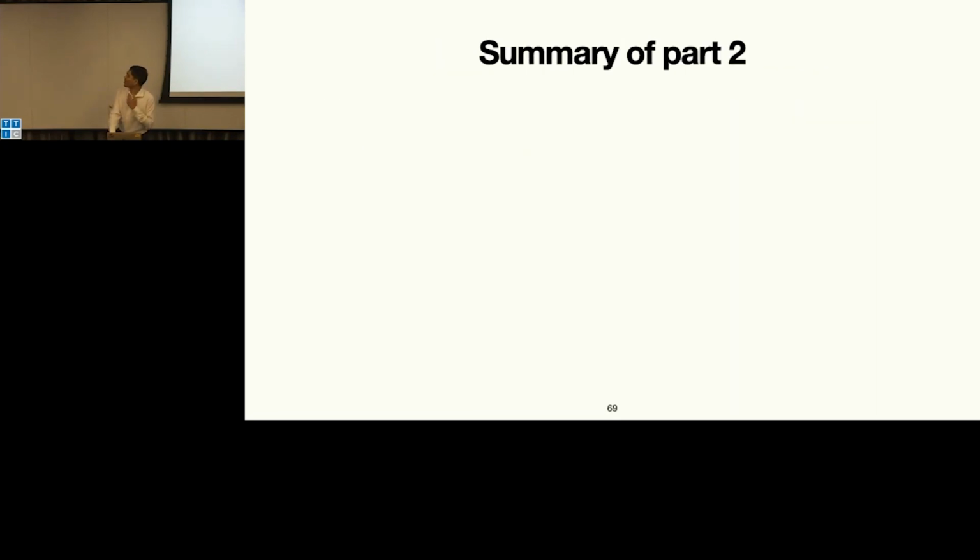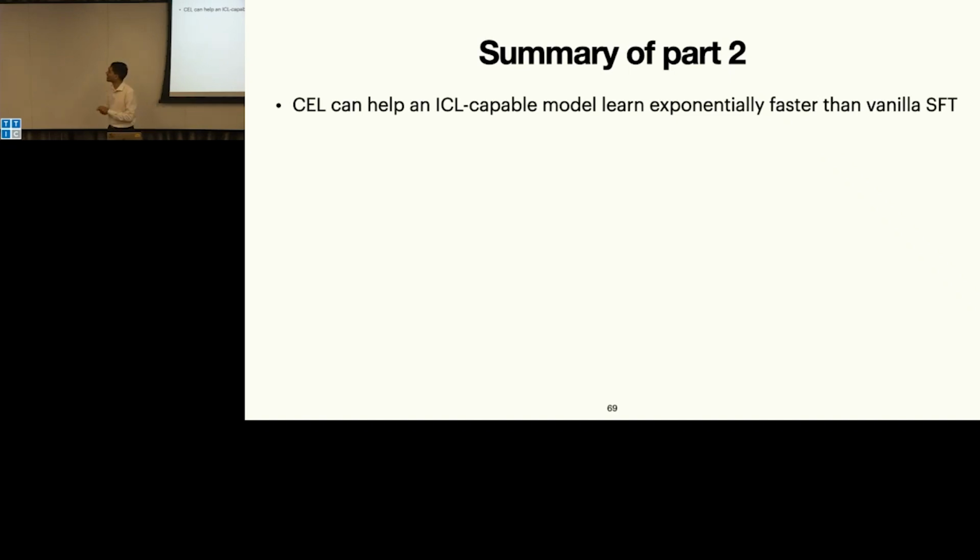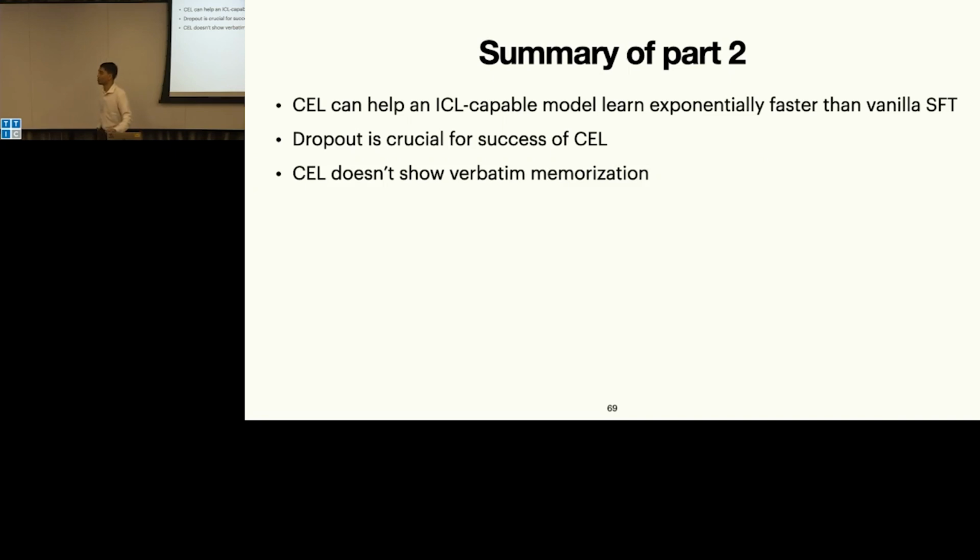All right, so that's the end of part 2. Context enhanced learning can help an ICL capable model to learn faster. Dropout was necessary for the success of context enhanced learning, and we showed through probing experiments that context enhanced learning does not show verbatim memorization, meaning I can give you the partial rules and ask it to autocomplete, and it doesn't know how to autocomplete. It means that it cannot give out the rules that I provided during training.